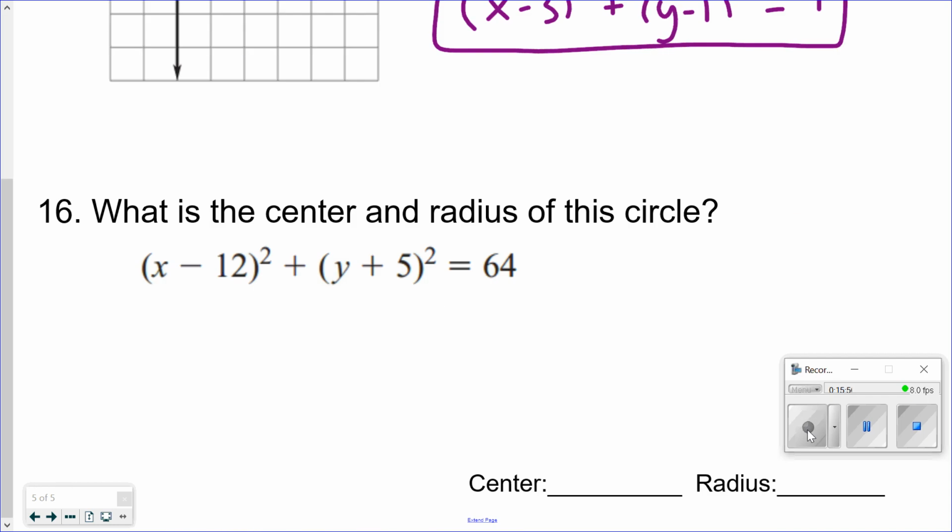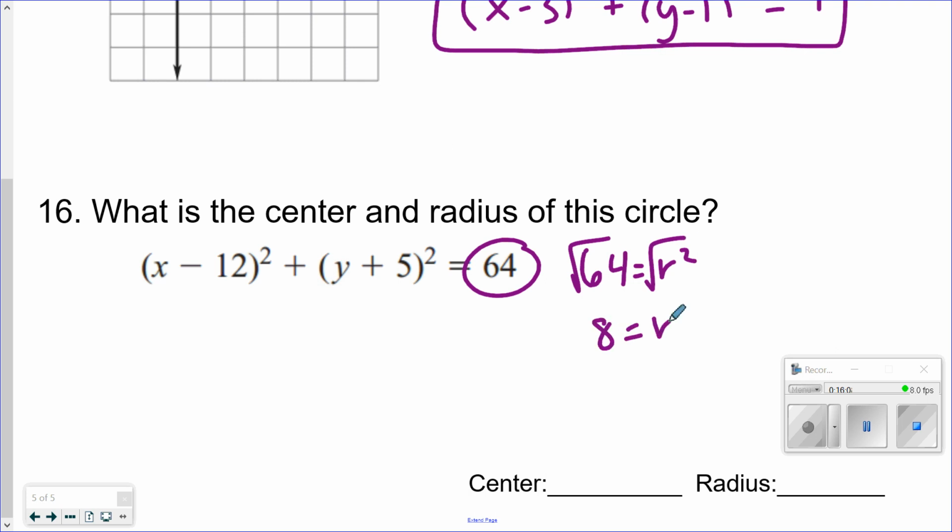And finally, what is the center and the radius of the circle? All right, let's start with the easy one. We know that 64 is equal to the radius squared. If I'm trying to find the radius, I just need to do the square root of each side. And so 8 then is equal to r. So my radius is equal to 8.